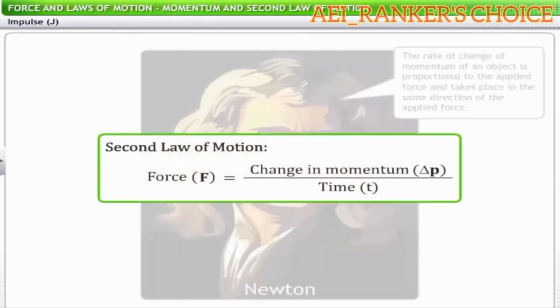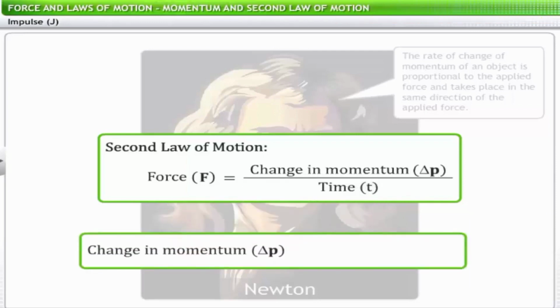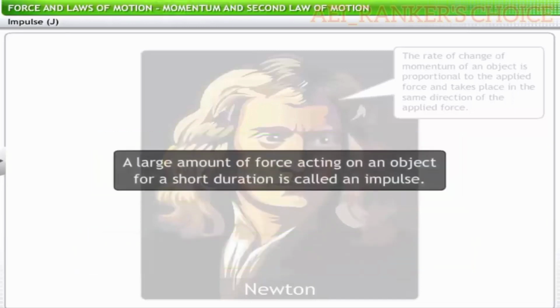Let's again look at the second law of motion. According to this law, force equals rate of change in momentum. Rearranging the expression, change in momentum equals product of force and time. When a large amount of force acts on an object in a very short duration of time, it is termed as impulse.